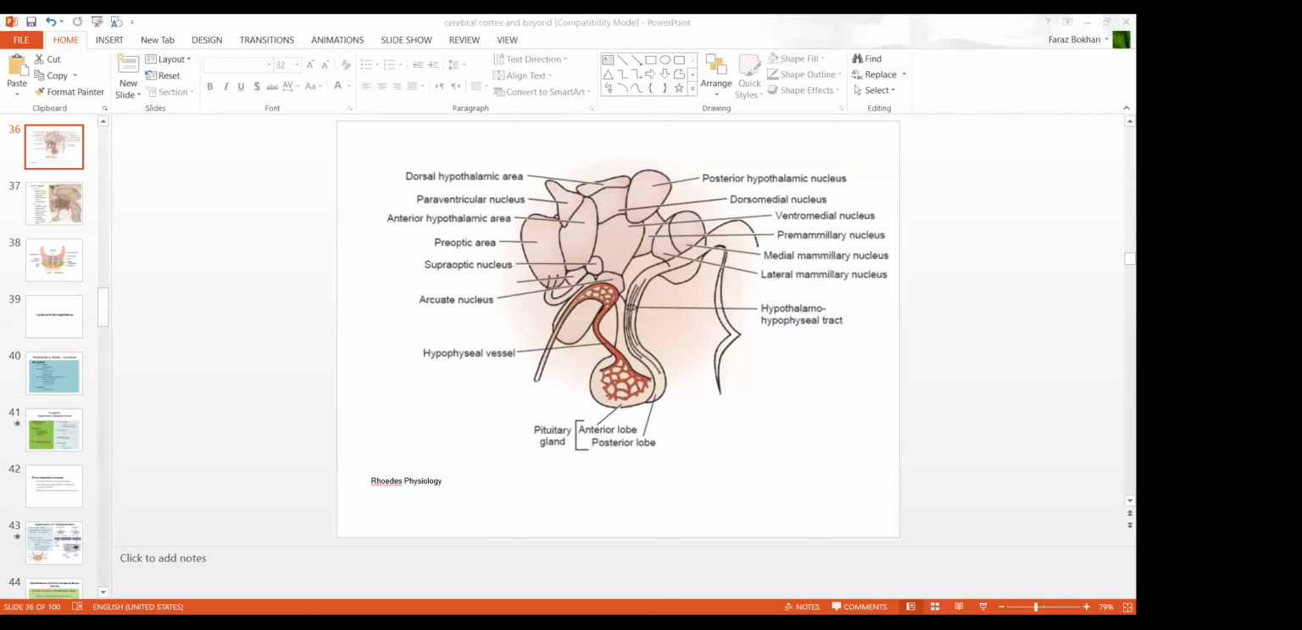Okay, so we restart the lecture where we left it last. This was this slide and talked about the various hypothalamic nuclei and their proximity to the hypophyseal, hypothalamo-hypophyseal tracts, posterior pituitary and hypophyseal vessels of the anterior pituitary. We will pick up the next slide from here.